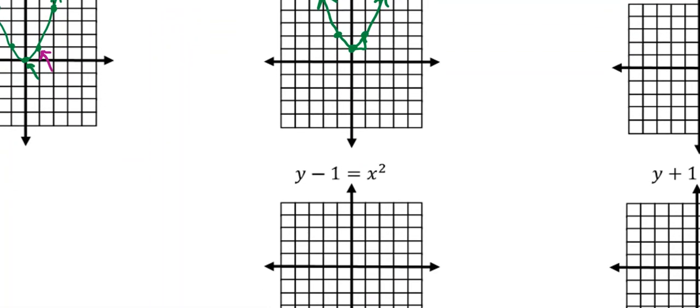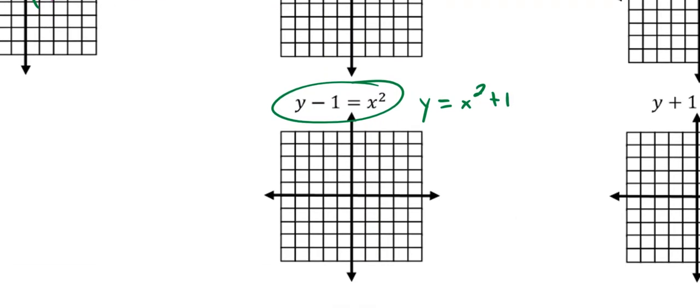Now it might be written in this form, right? y minus 1 is equal to x squared. But we can do a little algebra, that really is the same thing. y is equal to x squared plus 1, just moving the 1 from the left side over to the right side. So that is just the same equation.